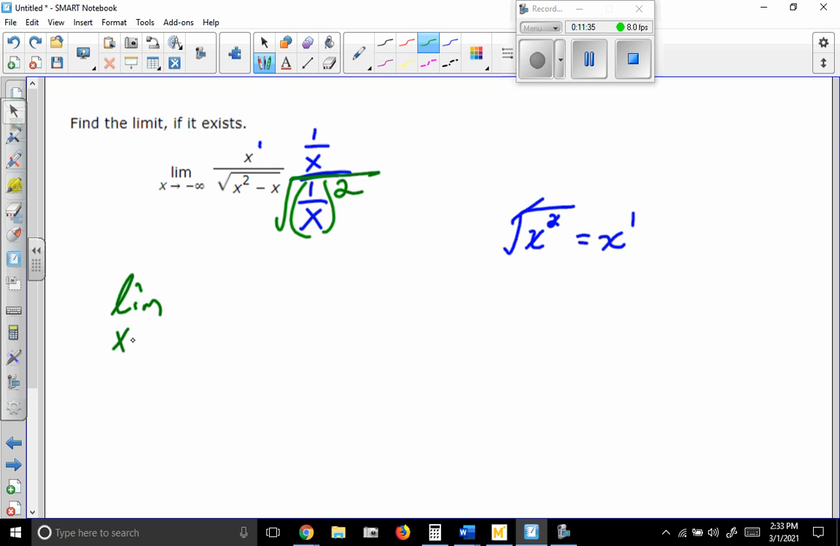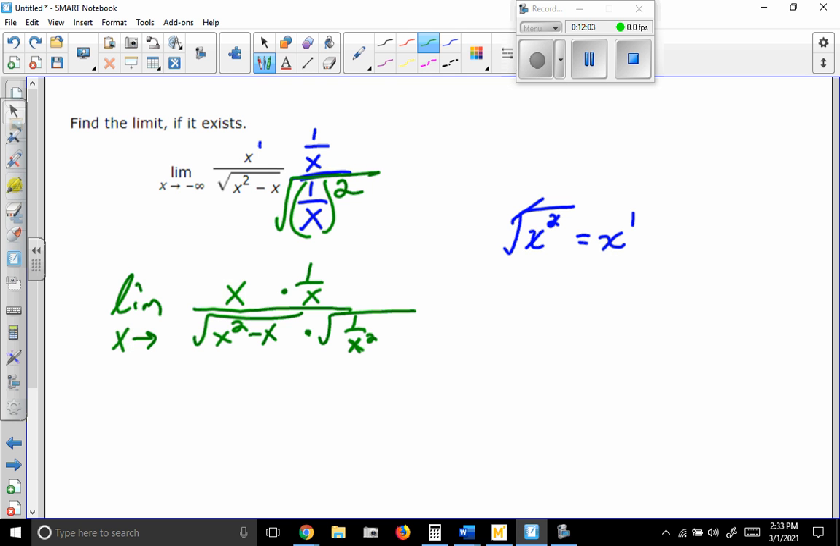So that has the limit as x goes to, I'm going to come back to infinity in just a second, x on top times 1 over x. On bottom, we have the square root of x squared minus x and the square root of 1 over x squared. Notice the square root of 1 over x squared, if we were to take the square root of that, that would just be 1 over x, which is what we have on top.